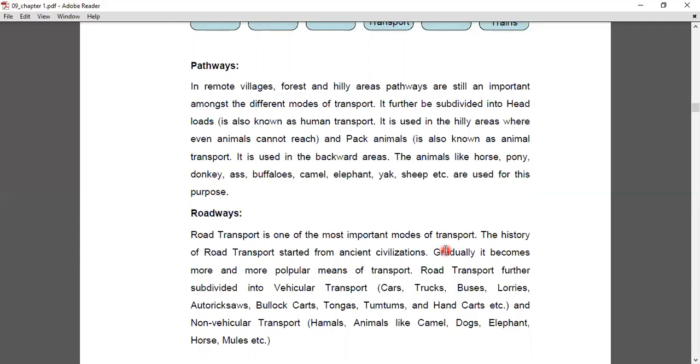The Silk Route is mainly known for the movement of goods like silk and spices. The spices which are obtained in the Eastern world, like India, were transported to the Western world, like the European countries. This is the oldest route which was identified, the Silk Route. And the silk which was produced in India was transported to Western countries for their commodities. So it started from ancient civilization. Gradually, it became more and more popular as a means of transport.